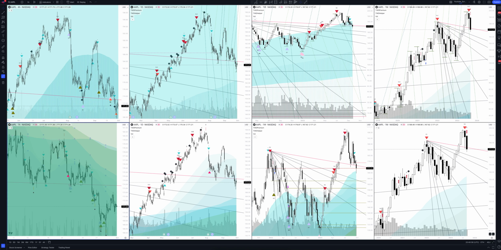Today we will take a look at Apple stock. Let's analyze the market situation and find out how you can make money on it. Let's start.